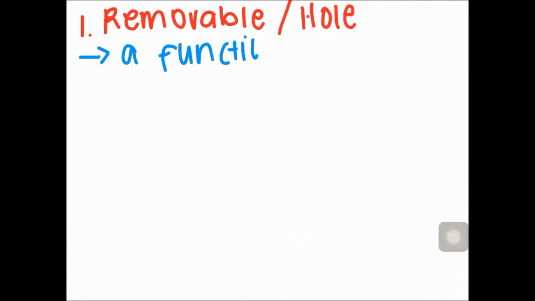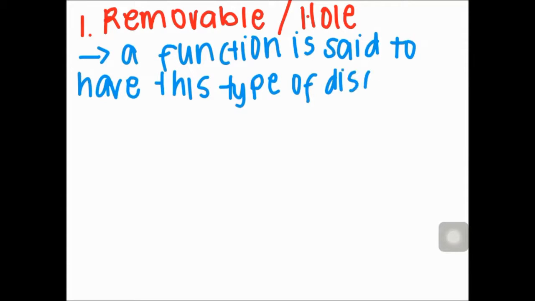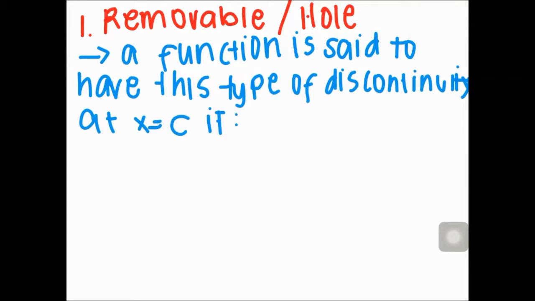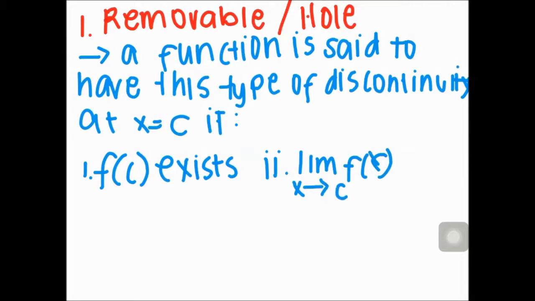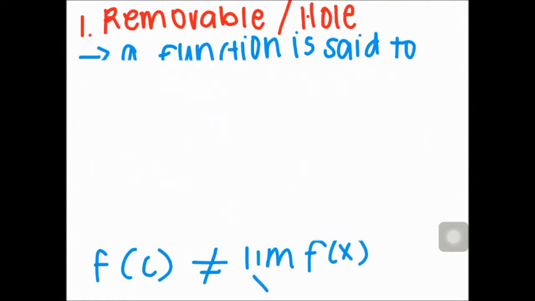First is called removable or hole discontinuity. A function is said to have this kind of discontinuity at x equals c if f of c exists and the limit of f of x as x approaches c exists, but they are not of equal values.